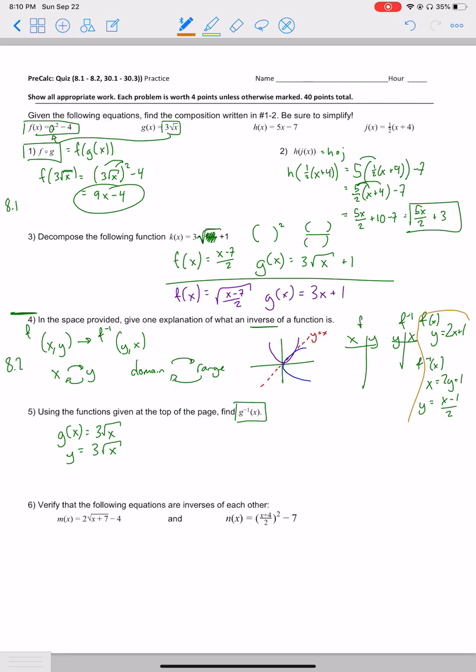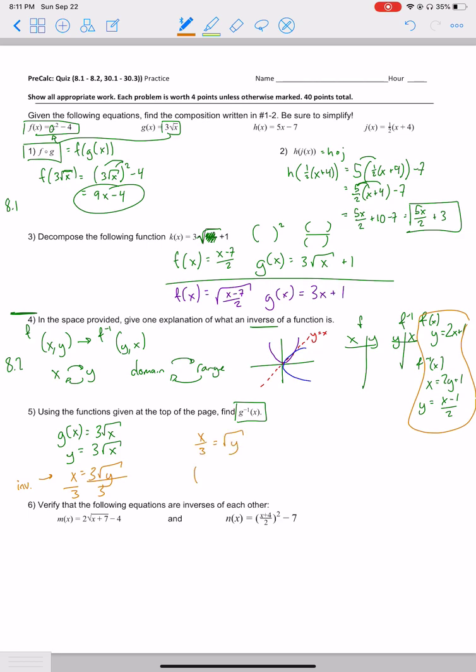here, right, when we find the inverse, we actually have to switch where our variables are. We're not done. Technically, this is the inverse now, but we're not done. That's not a normal equation that we want to see. So we have to start trying to solve for y. So the first thing we do is divide by 3. So we get x divided by 3 equals the square root of y.